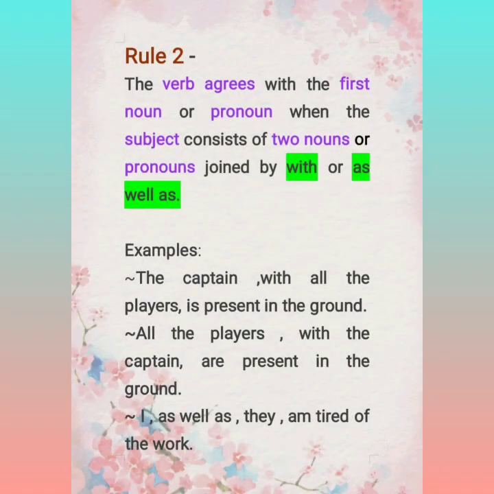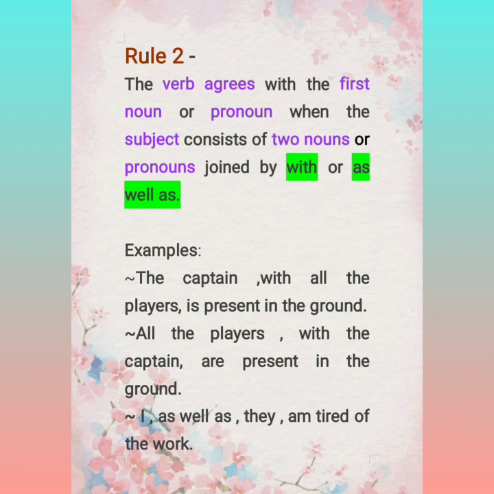Rule number 2: the verb agrees with the first noun or pronoun when the subject consists of two nouns or pronouns joined by with or as well as. You need to keep this point in mind. You need to concentrate on the first subject when the two subjects are joined by with or as well as. Let's have a look at these examples.